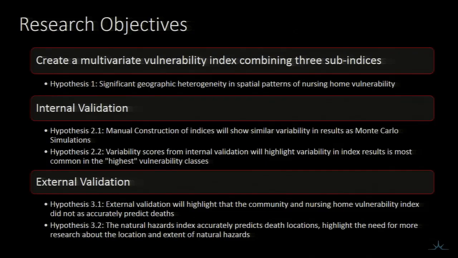I do internal validation as well. This is a statistical process where you look at the precision and the repeatability of index values. So this looks at, can we get the same value if we change model stages? And then I do external validation. The external validation looks at accuracy in the real world. Are we able to predict where harm will occur based on these indices?